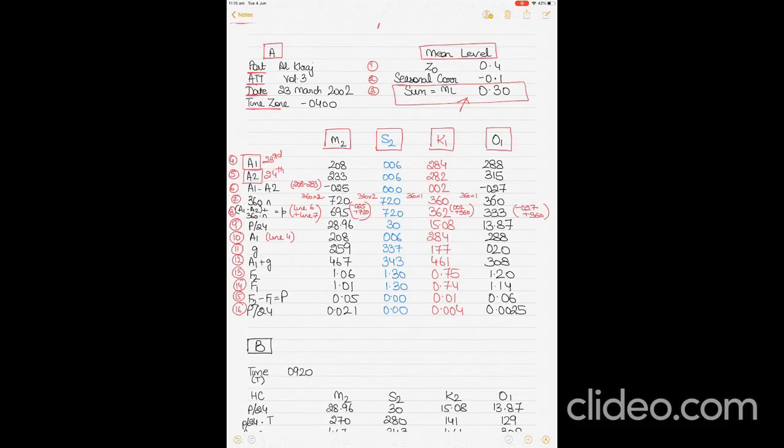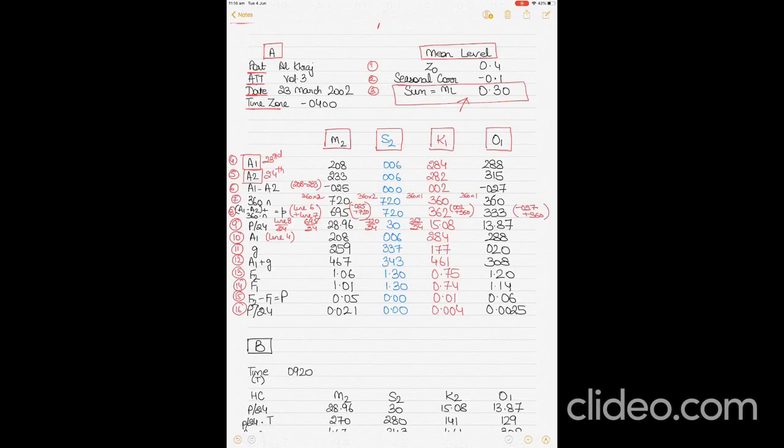Then line number 9 is basically P divided by 24. P is nothing but the value of line 8. So line 8 divided by 24 is line number 9. In the first example, it's 695 divided by 24, which is 28.96, or 720 divided by 24, which is 30, or 362 divided by 24, which is 15.08, and 333 divided by 24, which will be 13.87.